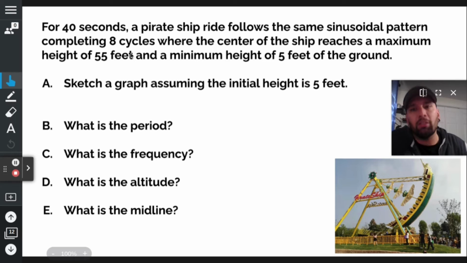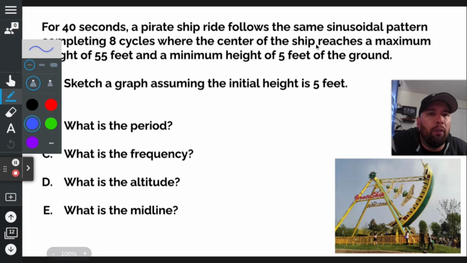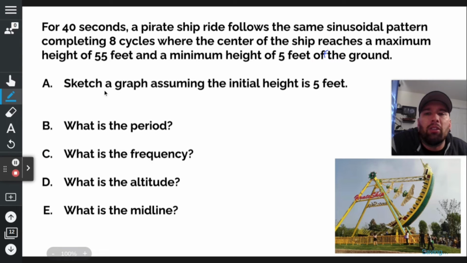For 40 seconds, a pirate ship ride follows the same sinusoidal pattern, completing 8 cycles where the center of the ship reaches a maximum height of 55 feet and a minimum height of 5 feet off the ground. Not of the ground, but off the ground. Sketch a graph assuming the initial height is 5 feet.